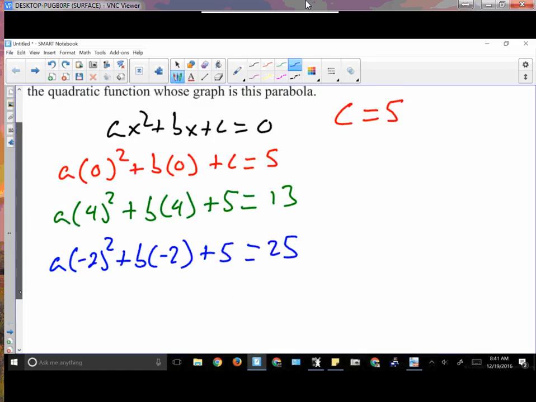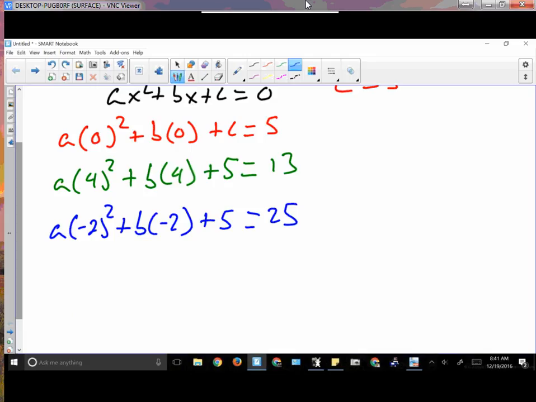Now, we can go through and do the algebra on this stuff. We end up with 16a plus 4b, let's say we can swing that over there, is equal to what? What's it equal to? And here we would end up having 4a minus 2b is equal to 20.